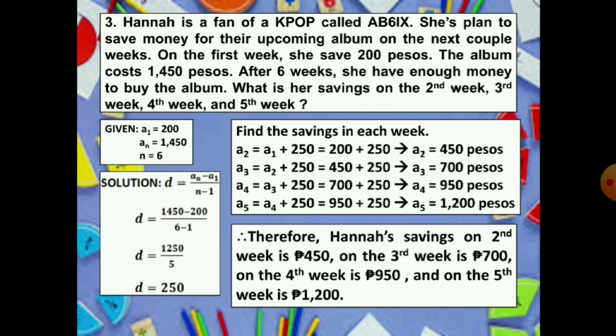Therefore, Hannah's savings on the second week is 450 pesos, on the third week is 700 pesos, on the fourth week is 950 pesos, and on the fifth week is 1,200 pesos.